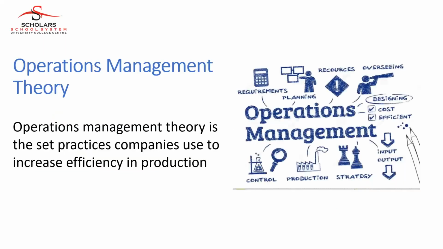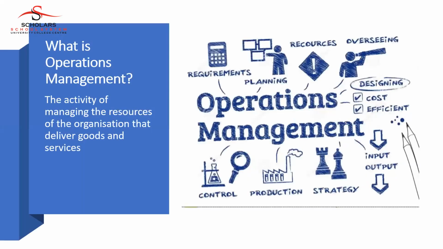So we first go to the concept of what operational management is. There are several theories around this, but in general, it's a set of practices that a company uses to increase the efficiency of production. And what is actually involved? It involves basically all of the main functions of a business: planning, resourcing, overseeing, controlling the production, and building up the strategy with other departments. So that is the activity of managing the resources, and also the people of an organization, to deliver goods and services to the market.